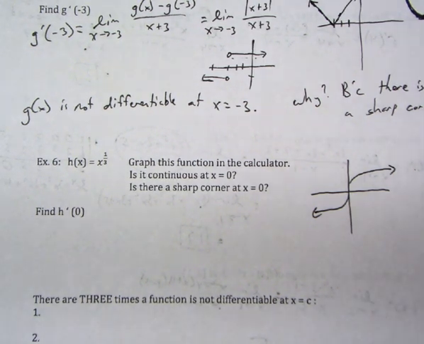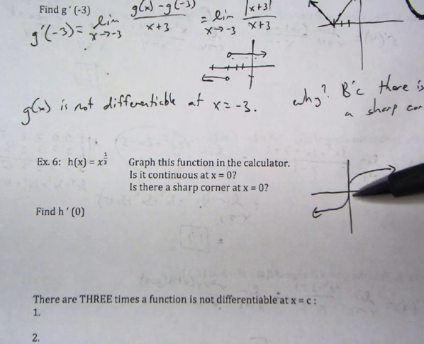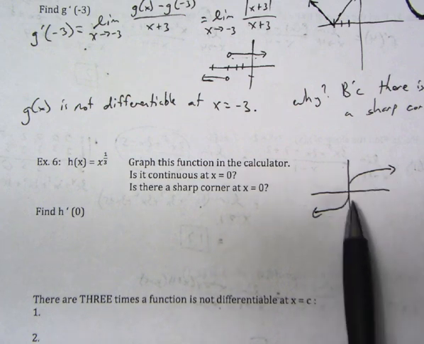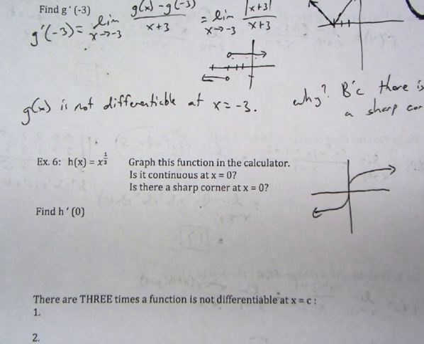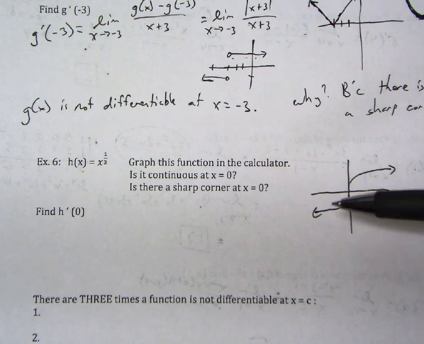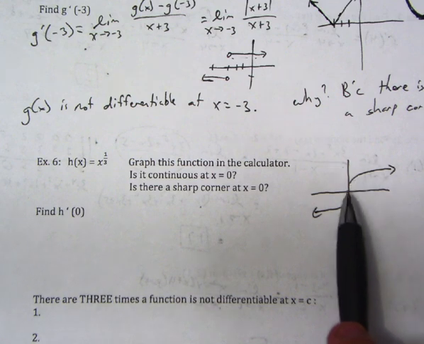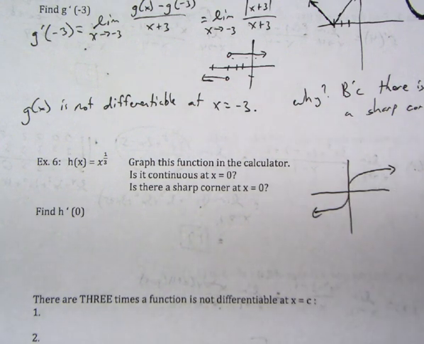Okay, here's the graph right here. I want to find h prime of 0. Now, first of all, at 0, is this continuous? Yes, it is. We just draw the graph, and the pencil never leaves the graph. This is continuous. Is there a sharp corner or a sharp turn here at 0? Well, no, it's nice and smooth. There's no abrupt change. So it passes the first two conditions.